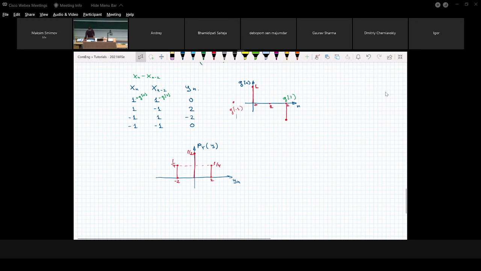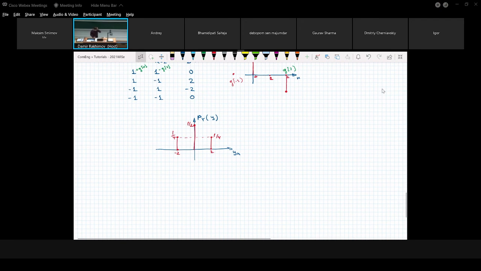So if you have any other questions, just let me know. We still have 15 minutes to complete. Now we go to part D, and we need to specify the second moment. We need to find the second moment of our output sequence.